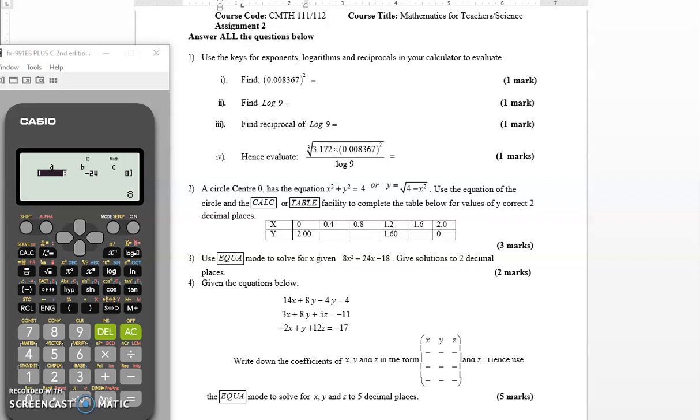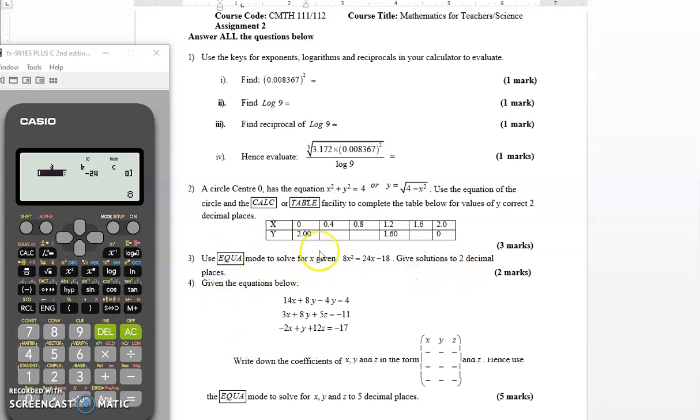We've already handled question number 1 and 2, so we are going to deal with question number 3 and 4. So you can watch the previous video so that you are able to know how to deal with the first 2 questions. We are to use the equation mode to solve for x, given the equation 8x squared equals 24x minus 18. Give the solution to 2 decimal places.